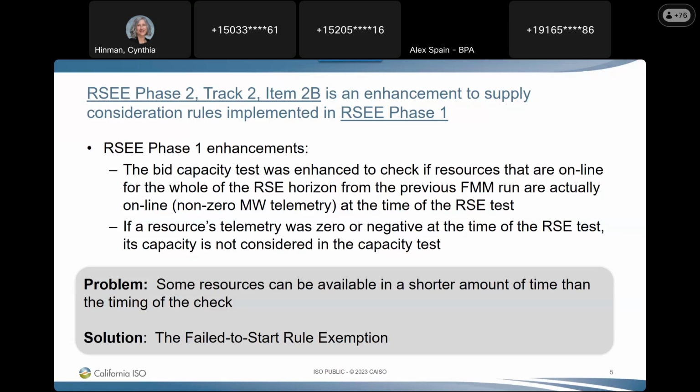The background here is that there were a couple of resources, hydro resources, with this situation, and the ISO ran a script to enable this rule to exempt them. What we're doing here is putting in a master file flag so that you can sign up for this. We can automate the process rather than making it manual. So let's take a look at what the requirements are.